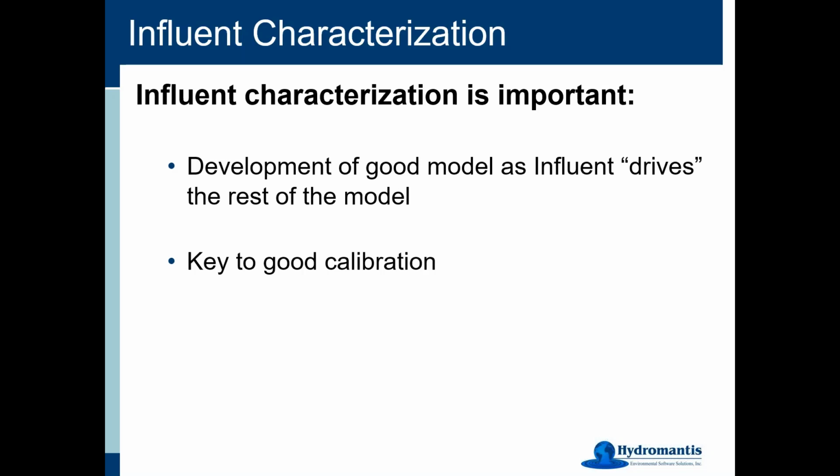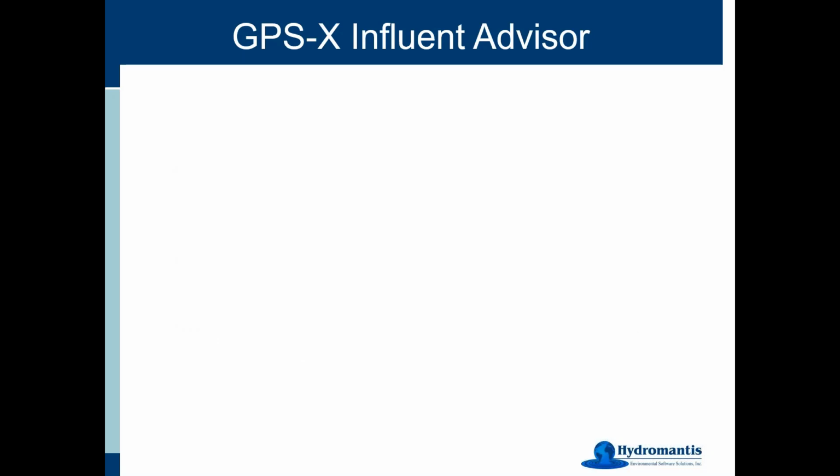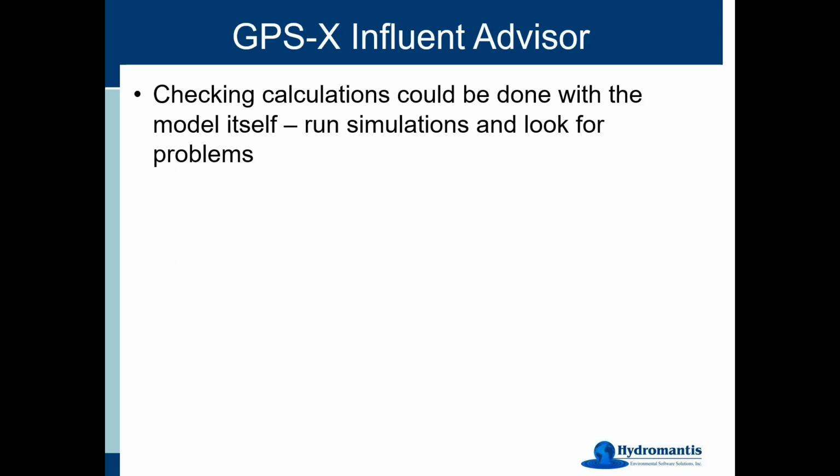So you can always calibrate some of the biological or settling parameters downstream, but often it's really important to make sure you get your influent set up correctly first. And a really poor influent characterization will leave you really struggling to make anything match and kind of defeats the purpose of using these types of sophisticated models. All right.